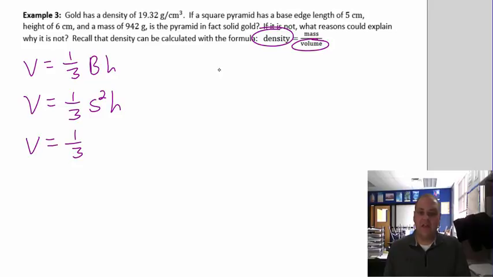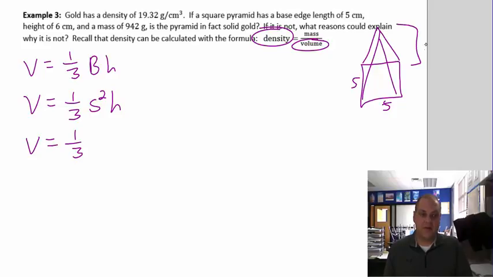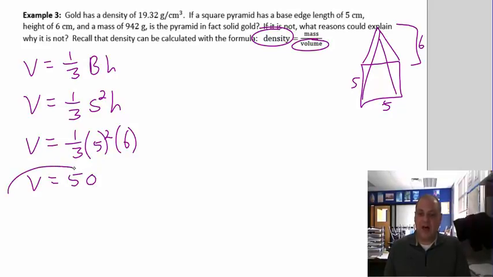And the side, its base edge, I could draw a picture if you want. Same thing, it's a square pyramid. Base edges are 5, and the height of the pyramid is 6. All right, everything's centimeters and grams, so we don't have to worry about converting. The sides are 5, so it's 5 squared, and then the height is 6. 25 times 6 divided by 3 comes out to be 50. So my volume is 50.